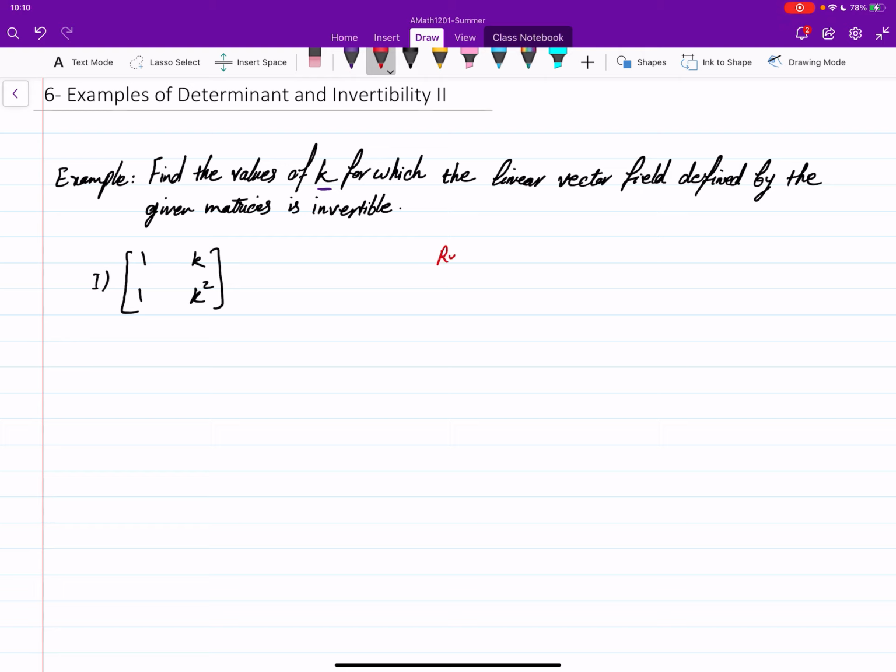Just recall that checking invertibility using the original condition, that the map sends a non-zero vector to zero, would be very difficult in these cases. Instead, we have this very nice statement: a linear vector field is invertible if and only if the determinant of the coefficient matrix is non-zero. And these examples show the strength of this statement.